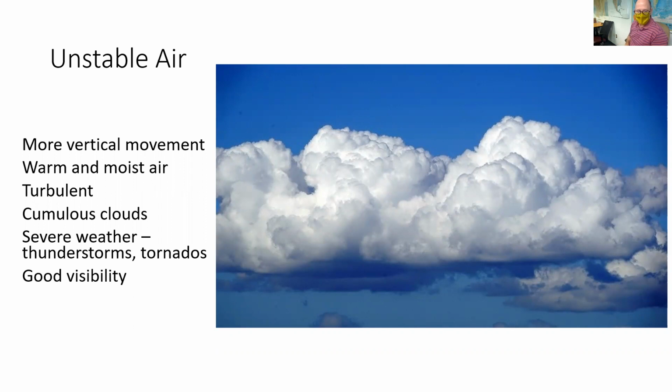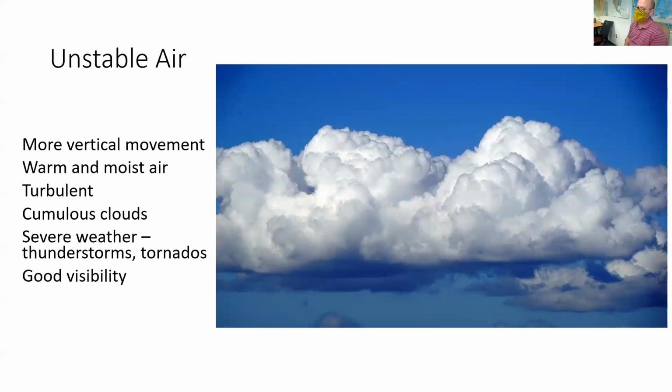Unstable air is also found where the air is moist and warm. You'll find more turbulence, cumulus clouds, like we said. It's possible that there are tornadoes or severe thunderstorms already, and you can see those. In this case, you don't see rain happening, but maybe in the lower right, you're seeing some rain fall out of the cloud.